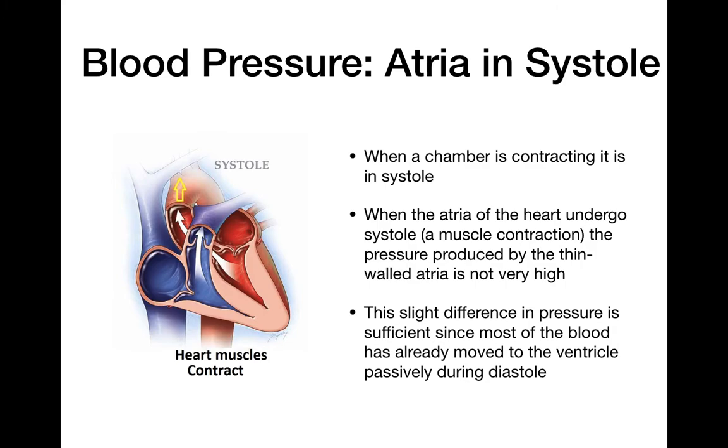So in systole, that's what we call when the chamber is contracting. So when the heart muscles contract and the atria are contracting, remember they're smaller, thinner chambers for collecting blood, when they contract, there is pressure produced, but it's not very strong pressure because the walls are so very thin. Their big job is to collect the blood and then let it flow down to the ventricles. But that is enough pressure to kind of get the rest of the blood down to the ventricles and then close the valves, because most blood is already kind of moved down passively due to gravity during diastole.